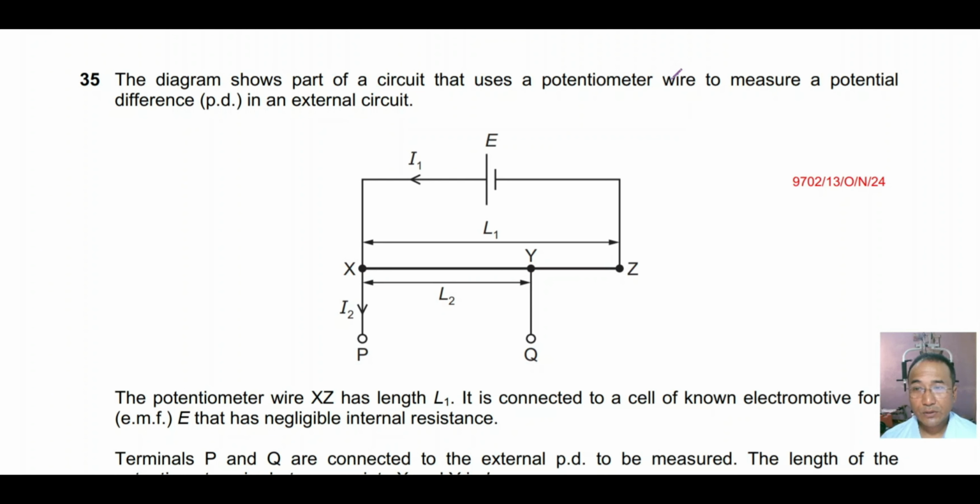Hello folks, this is 2024 October November paper 1-3 and the question number is 35. It is concerned with the chapter current electricity. So it says that the diagram shows part of a circuit that uses a potentiometer.